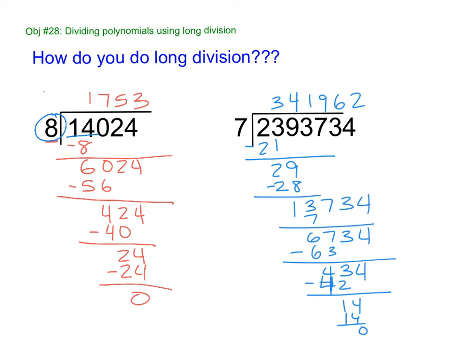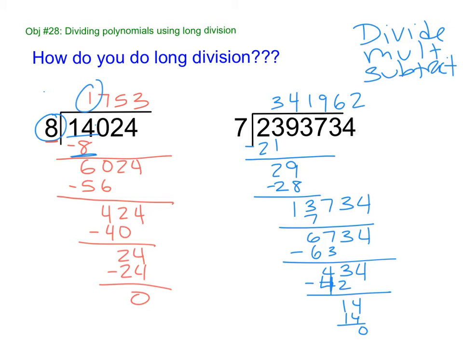In my head, I'm dividing them, right? 14 divided by 8 is 1, right? So in my head, I divide a little bit, a piece of it. Then I multiply, right? We multiply 1 times 8 and we get an 8. Then I subtract.